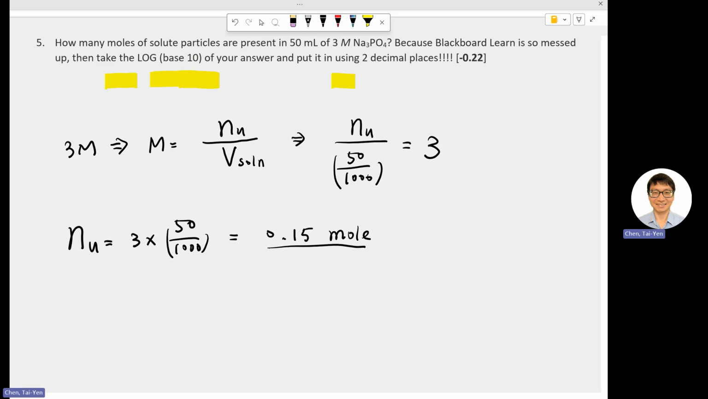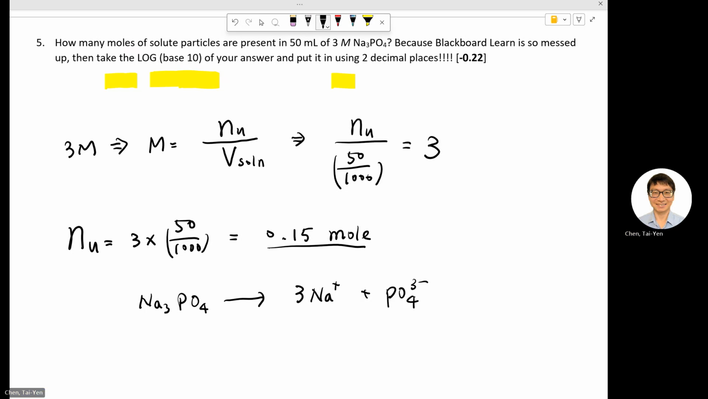Once you see the keyword particles, it means the substance that you originally consider as a solute will dissociate. So you have Na3PO4. This will become 3 Na plus and PO4 3 minus. Any question for this?